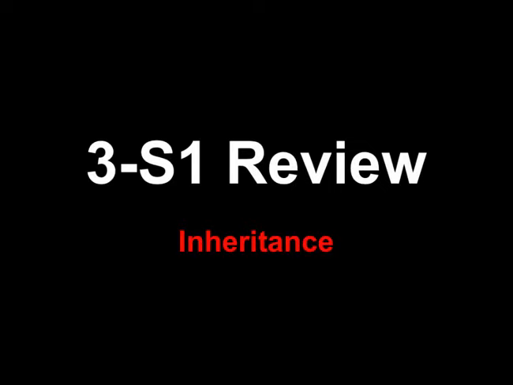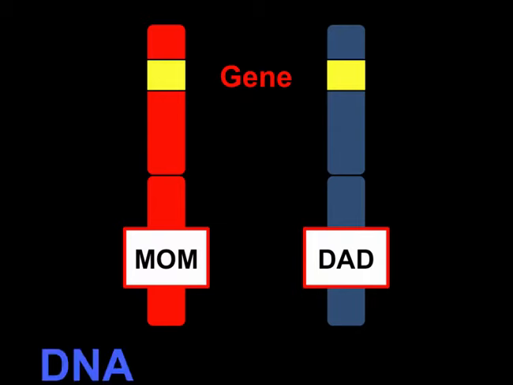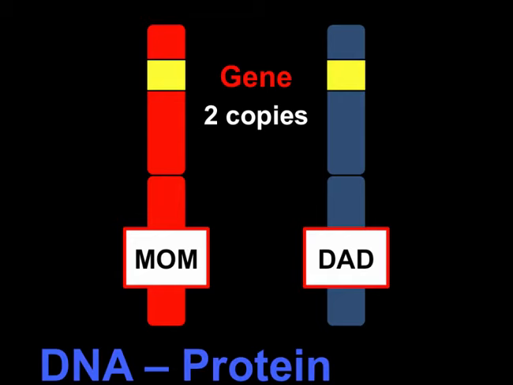In this review, we're going to look at inheritance. So remember, you get chromosomes from your mom and your dad, and each of these chromosomes have genes, which are small sections of DNA. You have 2 copies of each, one from mom, one from dad, and they code for proteins, which then create traits.